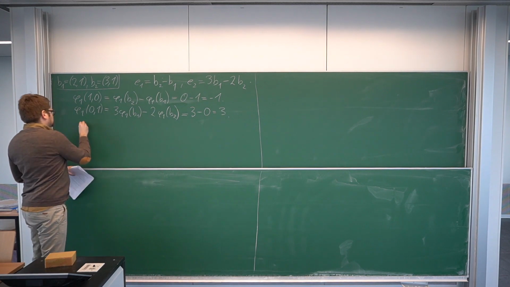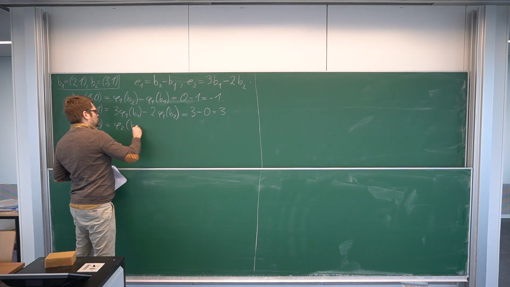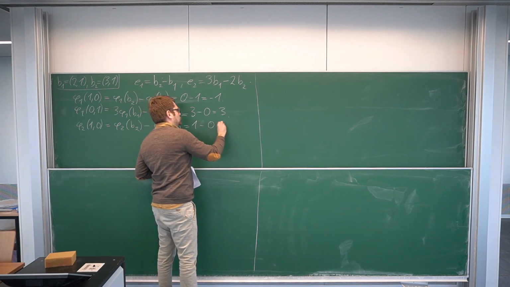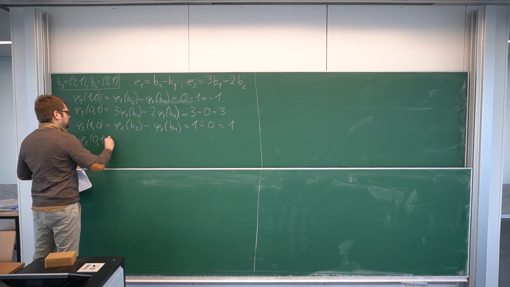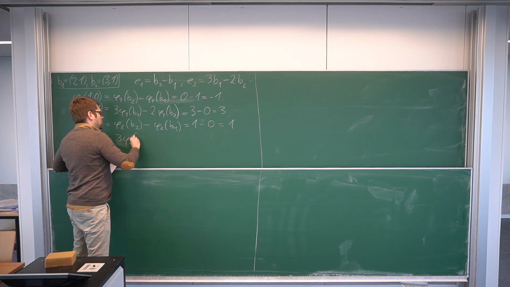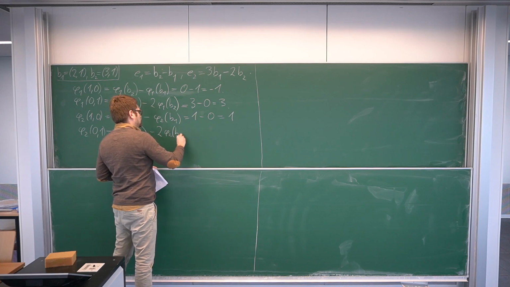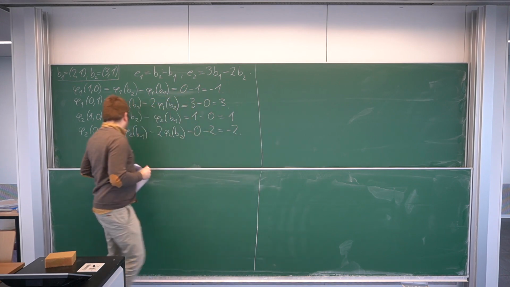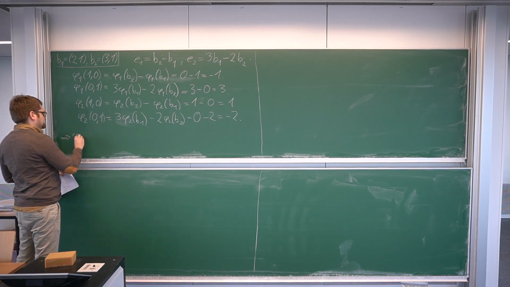Same for phi2. Phi2 of 1, 0 is phi2 of B2, which is 1, minus phi2 of B1, which is 0, so 1 minus 0 gives 1. And finally, phi2 of 0, 1 is 3 phi2 of B1, which is 0, minus 2 phi2 of B2, so this is minus 2, so 0 minus 2 is minus 2. This means we can write down our dual basis vectors now.